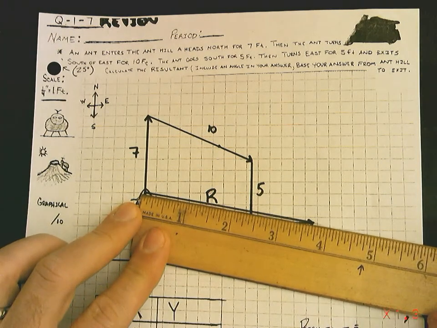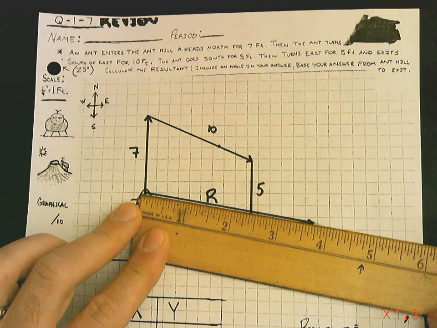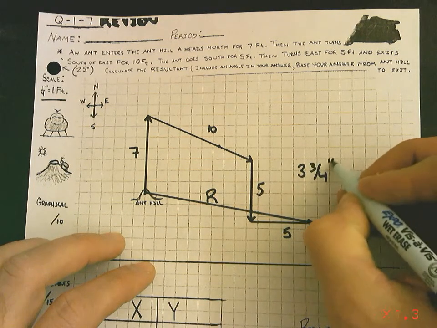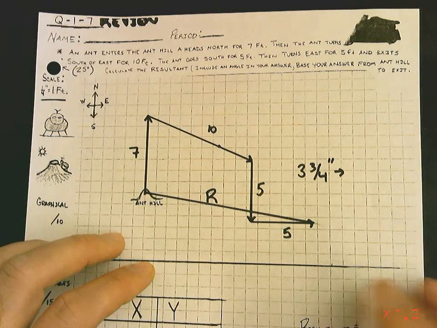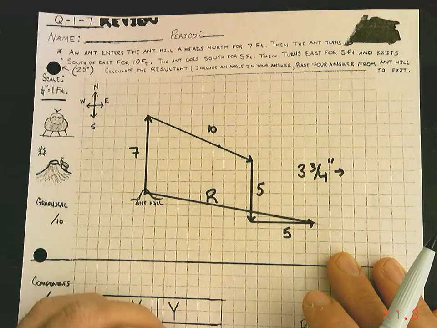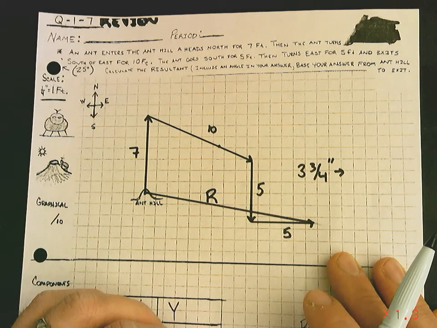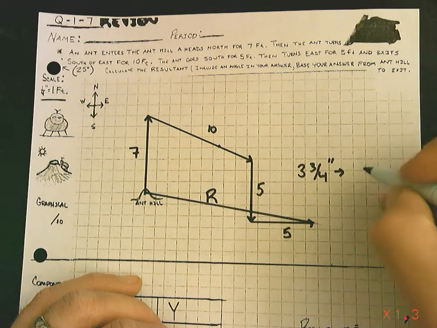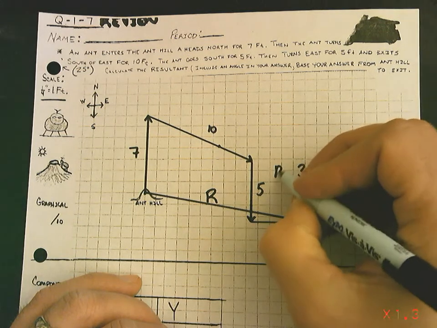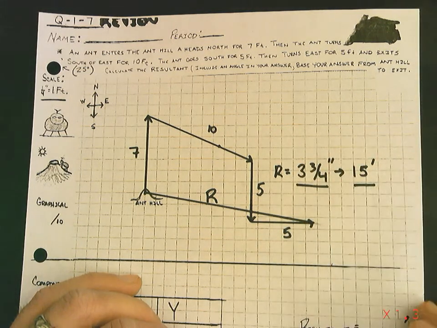So when I take my measurement, I'm seeing about 3 3/4 inches. So 3 3/4 inches is how many feet is the question. So we have to use our scale in reverse. We know every 1/4 inch is a foot. Therefore we would have 12 feet and 3 inches, and then we just have to add 3 more on there, and that would take me up to 15. So we're saying that the resultant is equal to 15 feet.